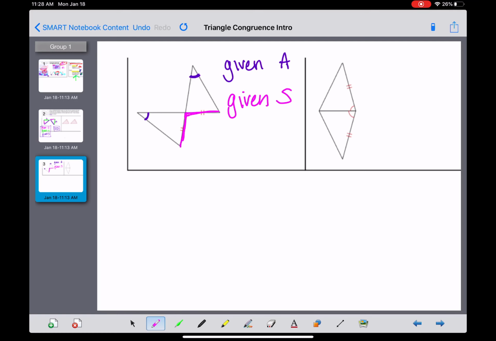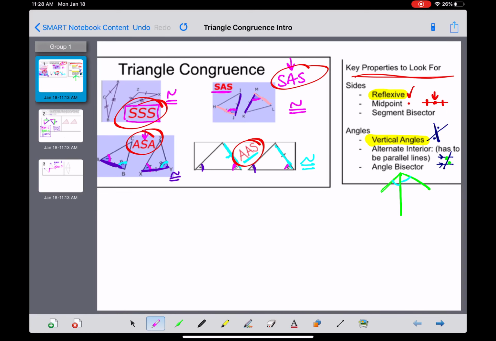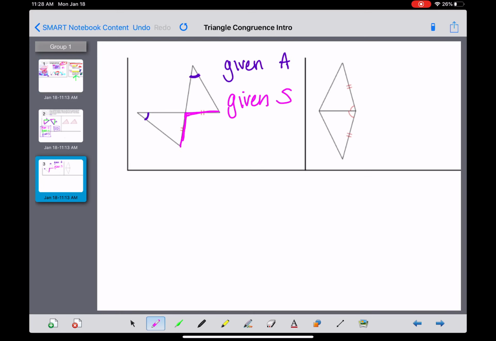And today, I told you the 2 most popular properties are going to be reflexive or vertical. So if I go back here, I don't share any sides. This side is different than this side. This side is different than this side. Reflexive line would be like that example to the right. That's a reflexive line. It is shared. But in this example, if I examine my angles, I have a pair of vertical angles. And we know that vertical angles are congruent. So I'm going to mark that my blue angles are vertical angles, which gives me a third angle.